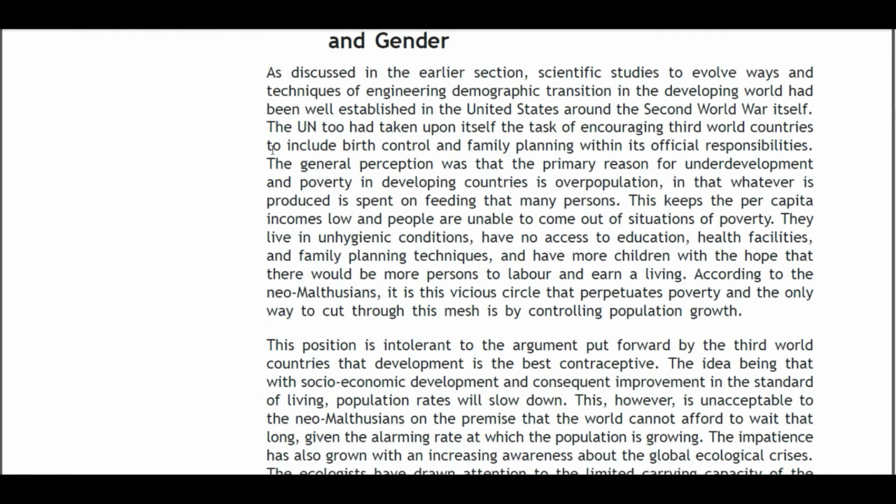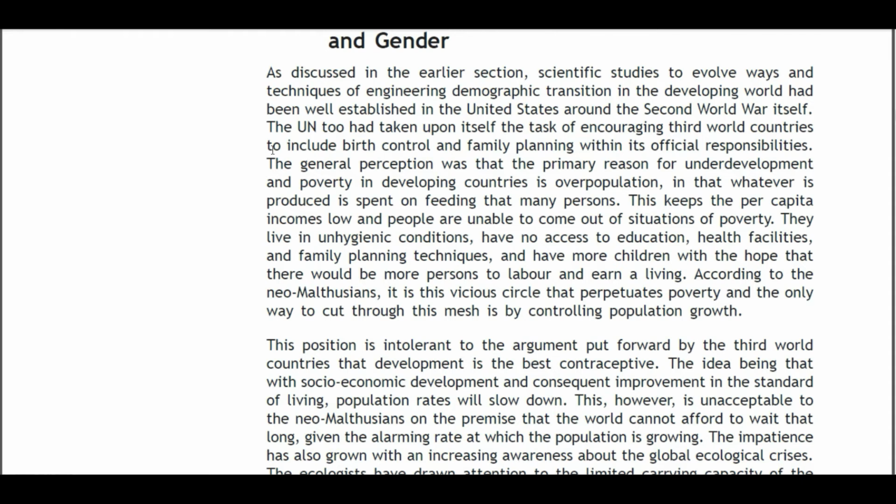The general perception was that the primary reason for underdevelopment and poverty in developing countries is overpopulation, in that whatever is produced is spent on feeding that many persons. This keeps the per capita income low and people are unable to come out of poverty. They live in unhygienic conditions, have no access to education, health facilities, and family planning techniques, and have more children with the hope that there would be more persons to labor and earn a living.